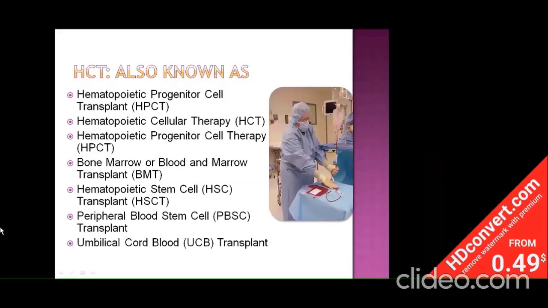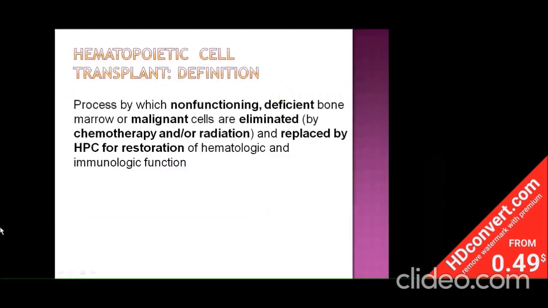HCT can also be called by different names: hematopoietic progenitor cell transplant, hematopoietic cellular therapy, bone marrow transplant, hematopoietic cell transplant, peripheral blood stem cell transplant, and umbilical cord transplant. Different names are there. So generally, we'll call it hematopoietic cell transplantation.